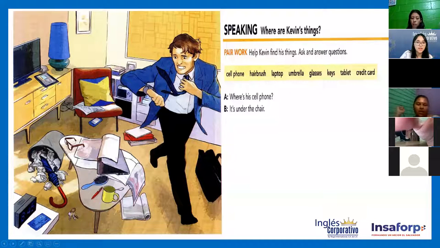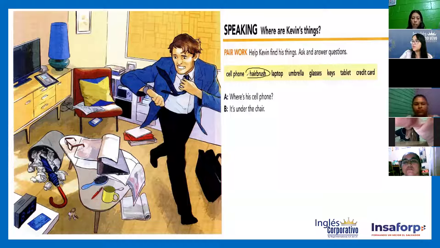Le voy a pedir a Katia Elizabeth. Katia, where is his hairbrush? Where is his hairbrush, Katia? It's on the table. Okay, very good. Ahora usted le hace la pregunta a cualquiera de sus compañeros, any partner. Pero no puedo verlo bien los nombres. Tal vez mejor seleccionelo usted. Okay. Por el tipo de aparato que tengo.